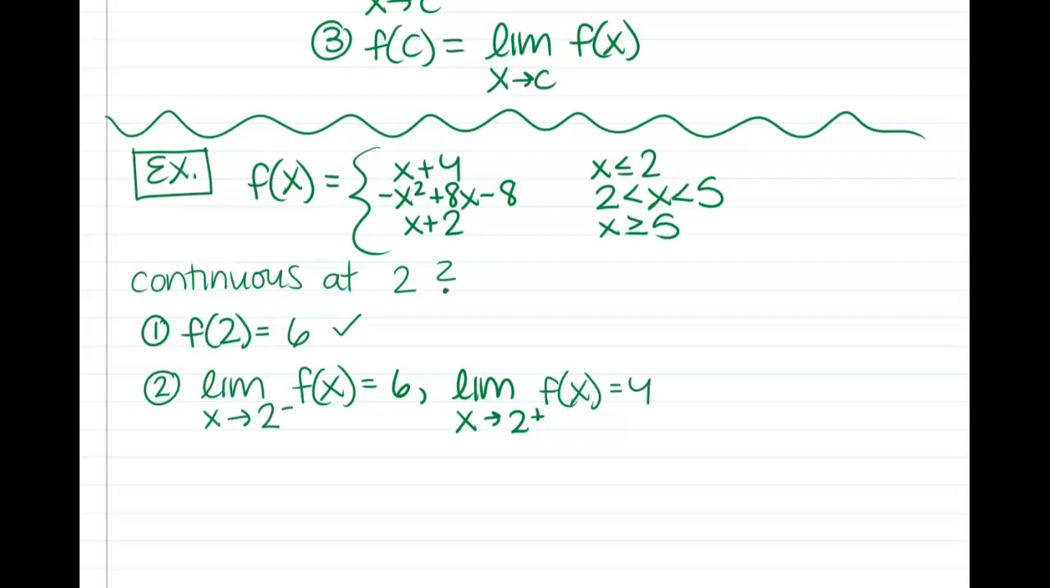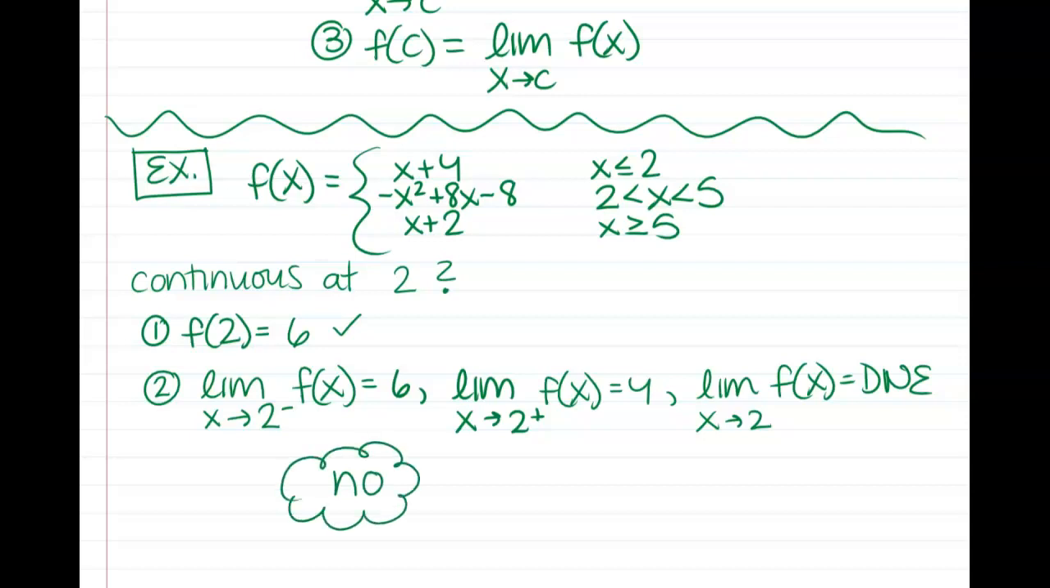So 6 and 4 are not the same number, clearly. So the limit as x approaches 2 of f of x does not exist. So then the continuity test fails right there. F of 2 exists, but the limit does not. So it's not continuous at 2. So we just say no.